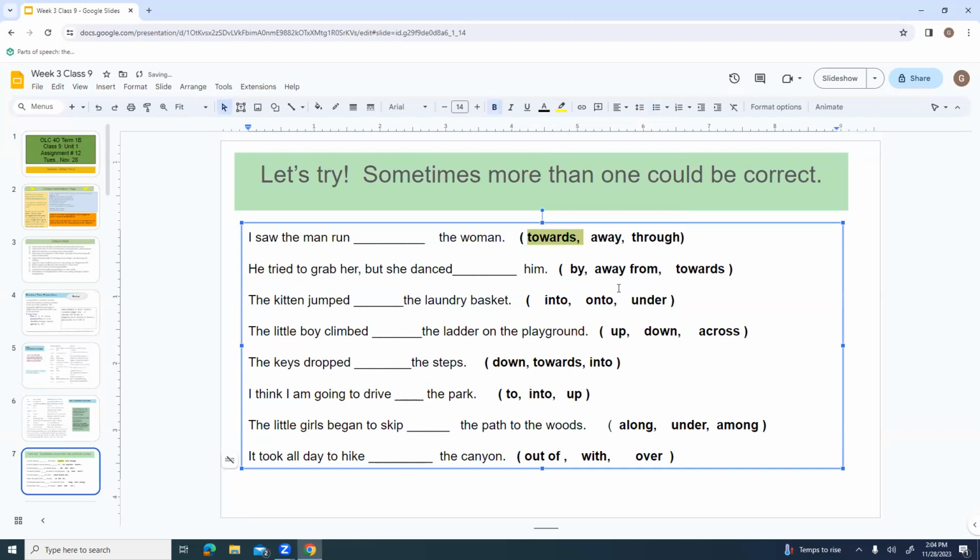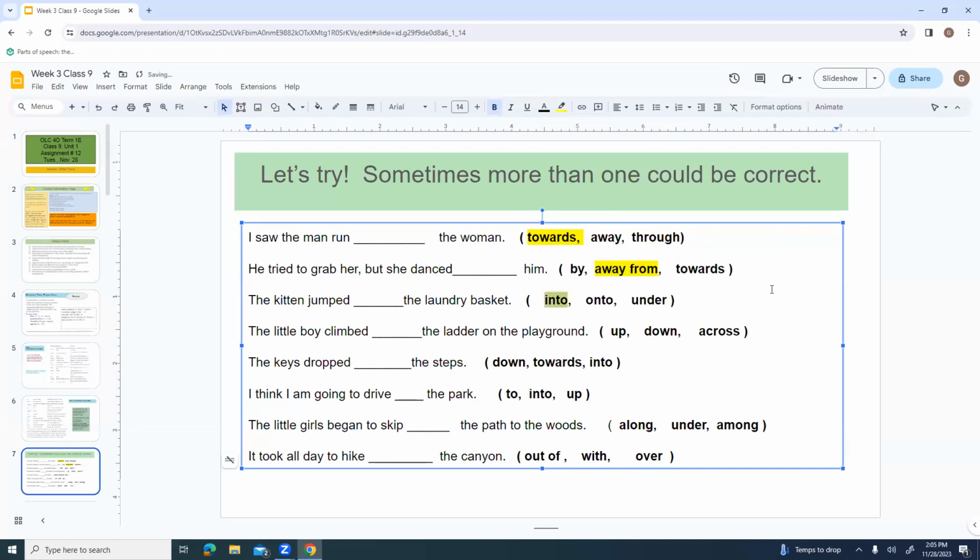He tried to grab her, but she danced something him. By him, away from him, or towards him. Well, she's trying to get away from him, right? He's trying to grab her. She doesn't want to be there. The kitten jumped something the laundry basket: into, onto, or under. Definitely, I would say into.